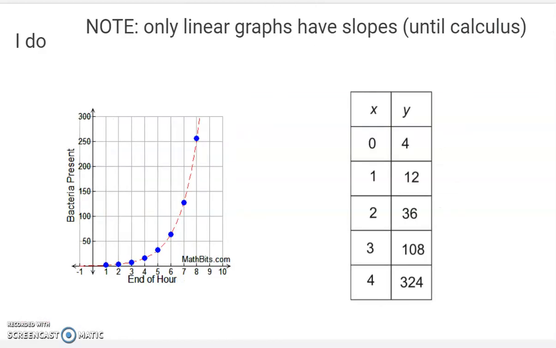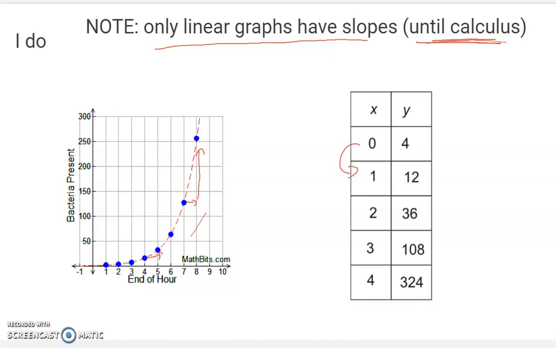Last important note before we get to WeDo, only linear graphs have slopes. Until you get to calculus down the road, we would not say that there's a slope here because you'll notice if you go over 1 here, you go up a lot. If you go over 1 here, you go up a little. It's not the same. So we don't have a slope. We just don't say a curve has a slope. Same here, inconsistent.